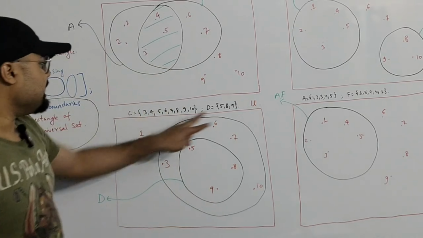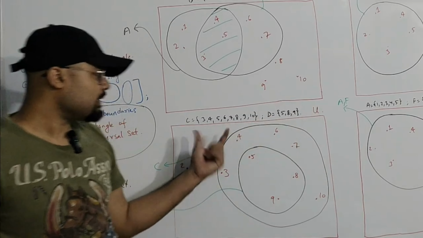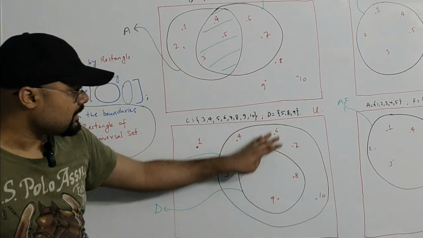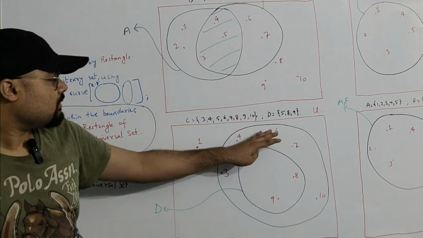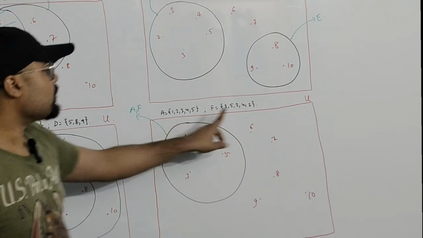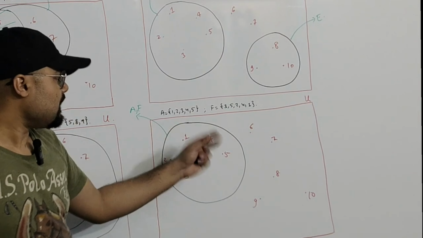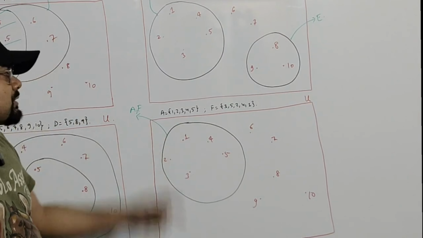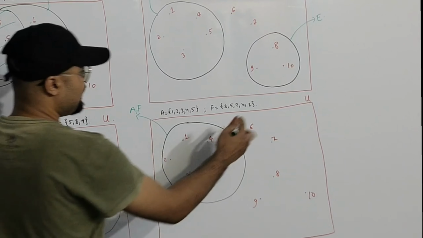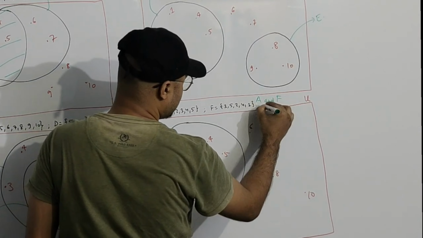In this case, D is a subset of C. If a set is a subset of another set, then it is going to be completely inside the superset. In this case, both are the same. So there is only one circle, and this one circle represents both sets A and F. So A and F are equal sets.